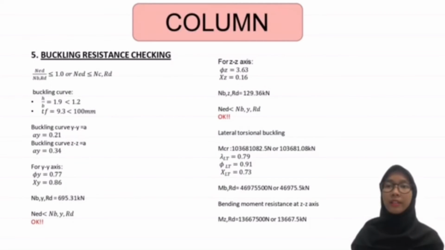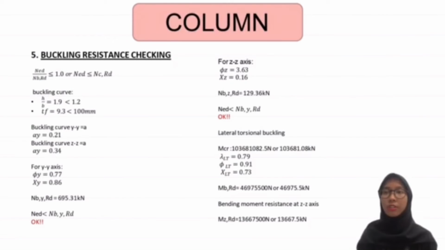Buckling resistance checking for the YY axis, NBYRD is 695.31 kN. NED is less than NBYRD, so it's okay. For the ZZ axis, NBZRD is 129.36 kN. NED is less than NBZRD, so it's okay.